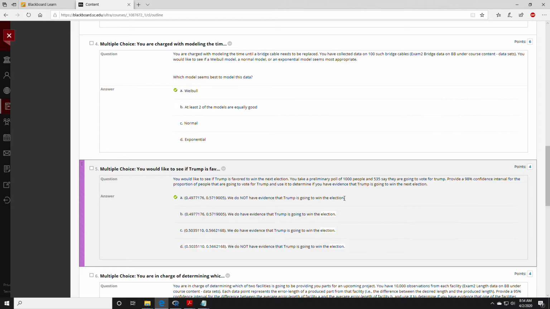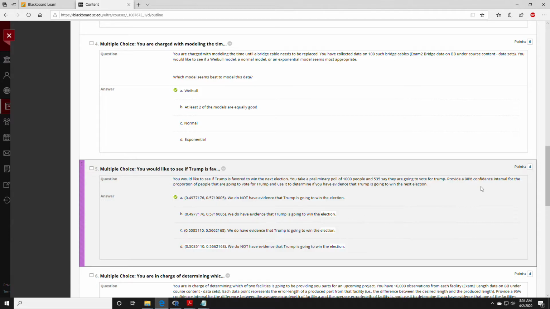We do not have evidence that Trump is going to win the election. Why? Of course, this is just simply based on him winning, or just dumbing it down, to he receives more than 50% of the votes, right? Kind of ignore the electoral college thing. And so we can see that 50% is within this confidence interval. So we do not have evidence that it differs from 50%. And of course, the 95% interval is the opposite decision and the wrong decision.